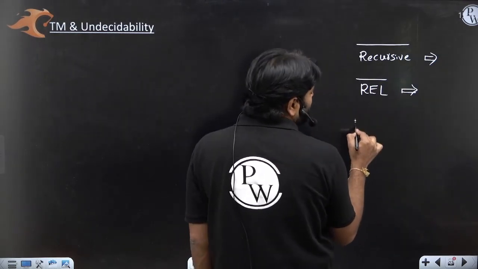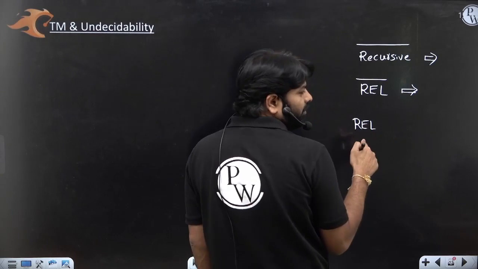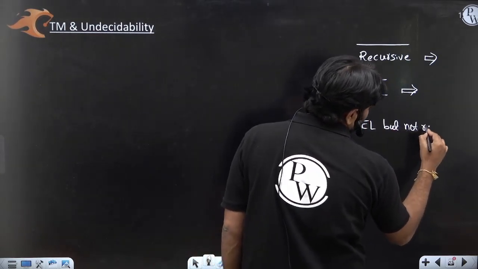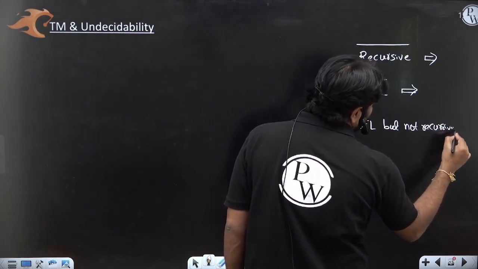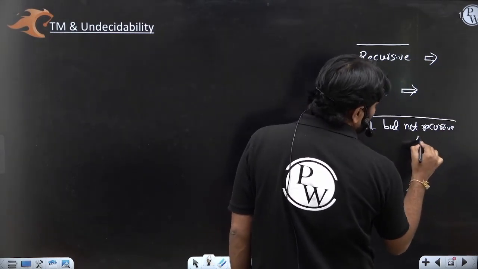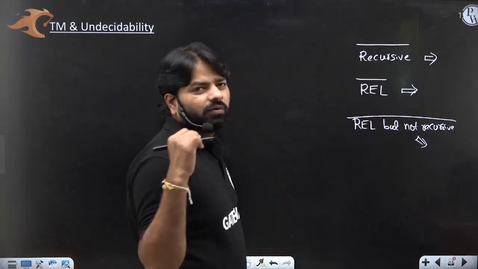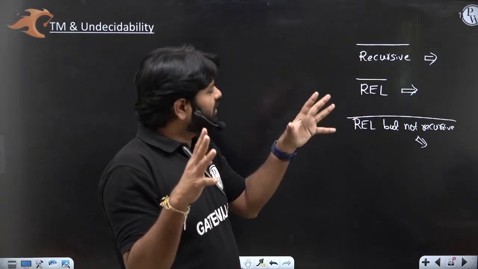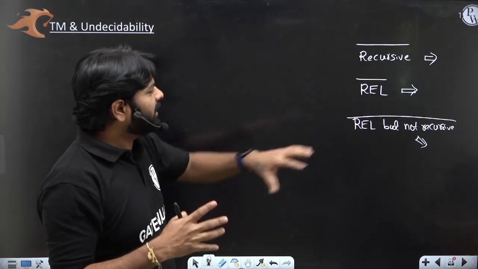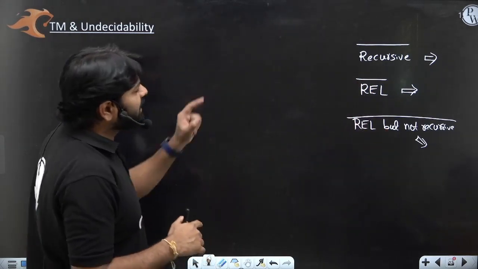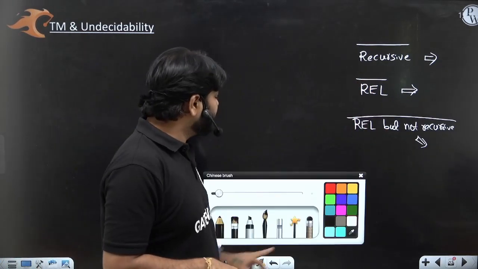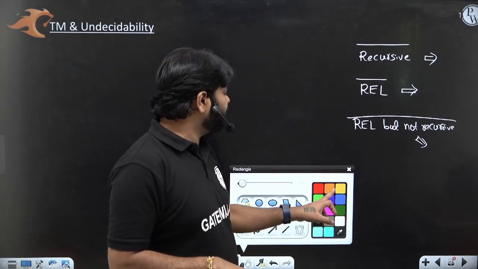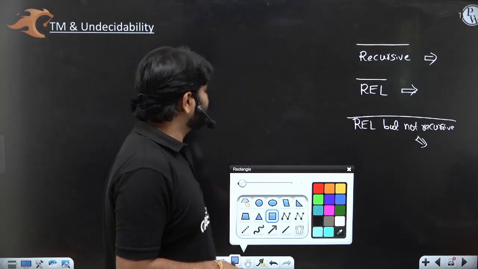And there is another language, REL only, but which is outside recursive, that is, an REL but not a recursive language. This is one language name. What is the complement of this one? Okay, these three languages are very important while understanding undecidability. So before that, let me answer these questions. Now, recursive languages are closed under complement. So the complement of recursive is recursive.